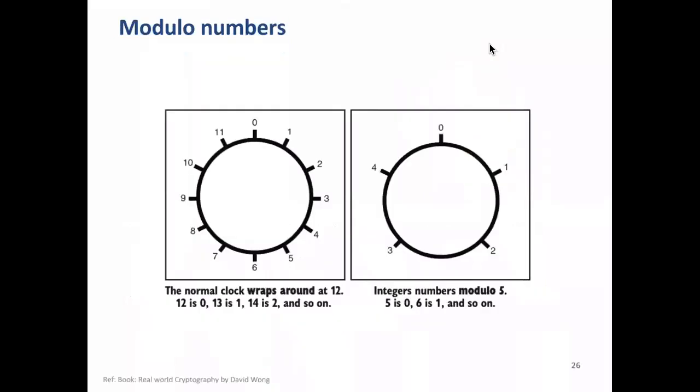Similarly, we can define a set which is modulo 5. The elements of the set are 1, 2, 3, 4 and 0. Similarly, for a clock we can have either 1 to 12 or 0 to 11, and so on.